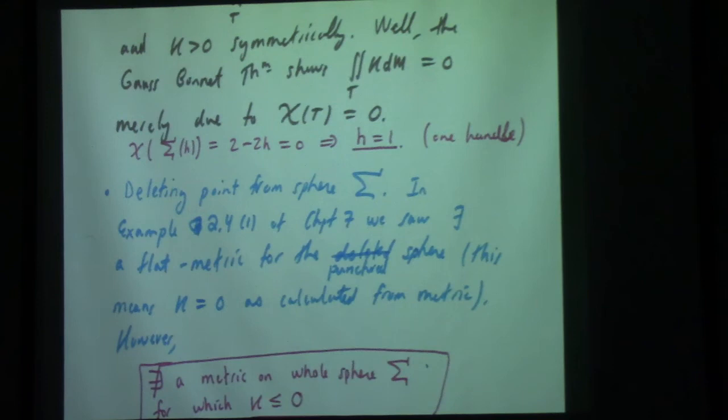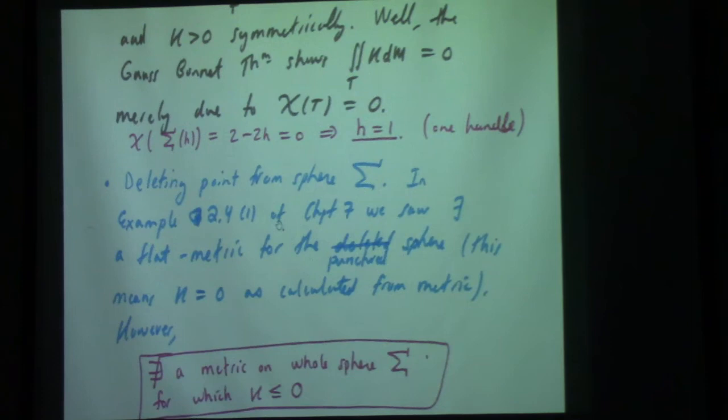If we delete a point from the sphere, in example 2.41 of chapter 7 we saw that there exists a flat metric for the sphere. This means that the Gaussian curvature was zero as calculated from the metric.